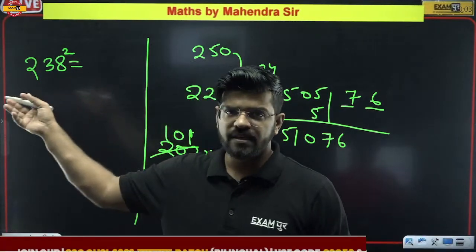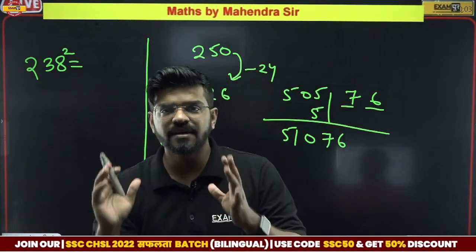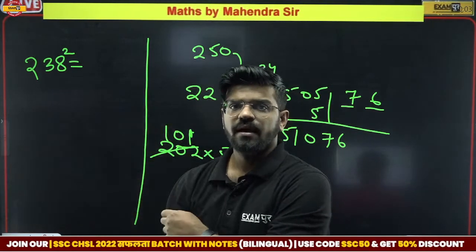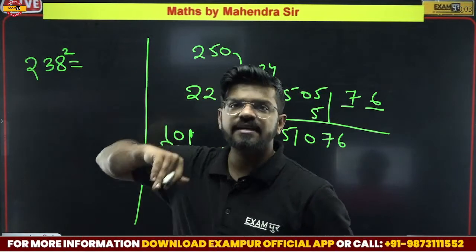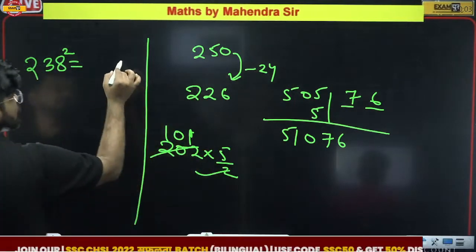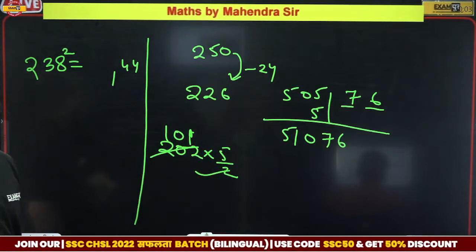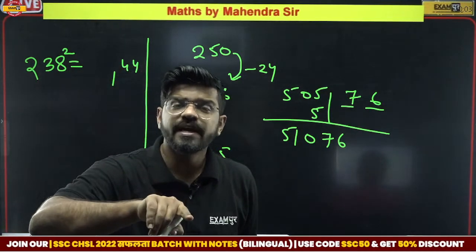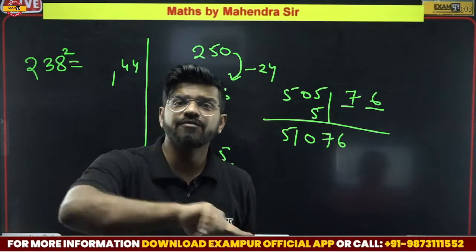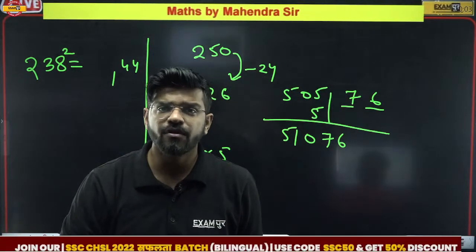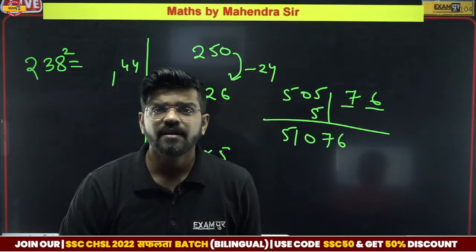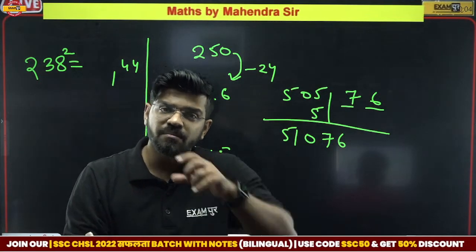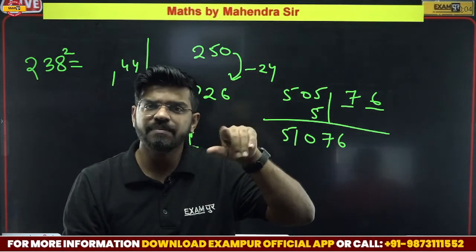Because it is near to 250, we have to see which multiple of 50 the number is nearest to. So it is 12 less than 250. So the last two digits will be 44 and 1 carry, since 12 square is 144. Now double the 12, you will get 24. Subtract 24 from 250. What you will get? 226. Right? Now multiply by 5, divide by 2.